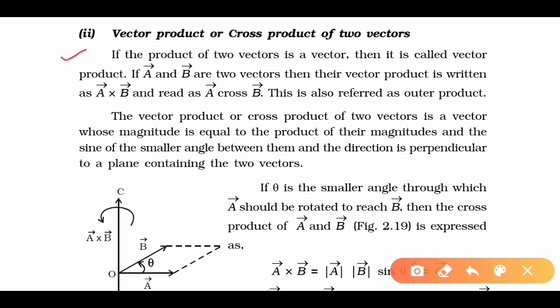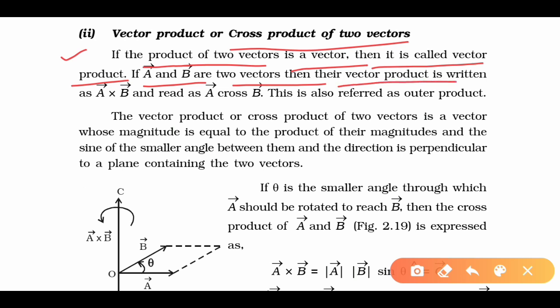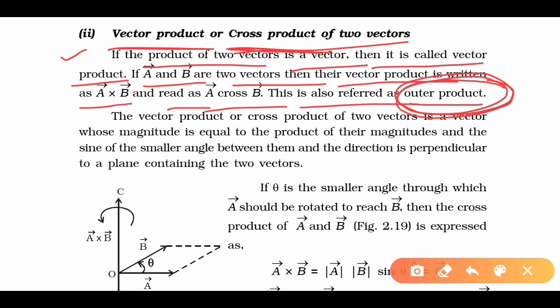Now the second one is the vector product or cross product of two vectors. If the product of two vectors is a vector, then it is called a vector product. If A vector and B vector are the two vectors, then their vector product is written as A cross B vector and read as A cross B vector. This is also referred to as the outer product. So remember the name: outer product or cross product or vector product. Clear?